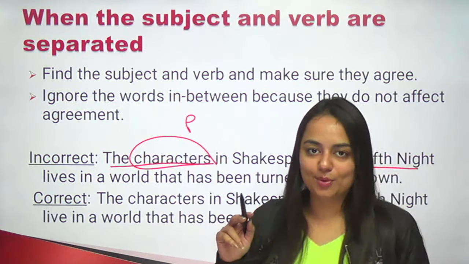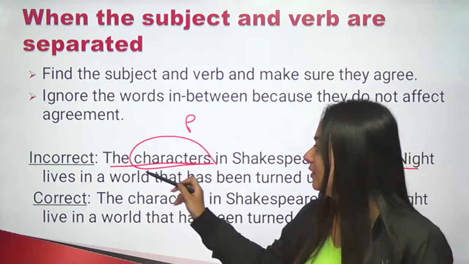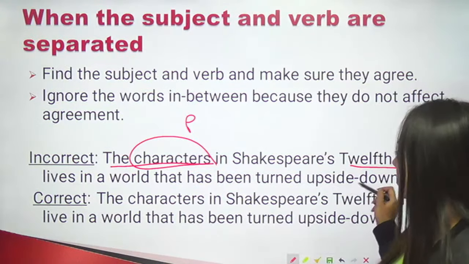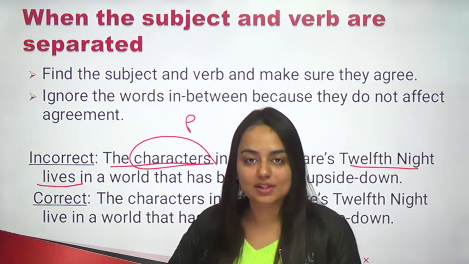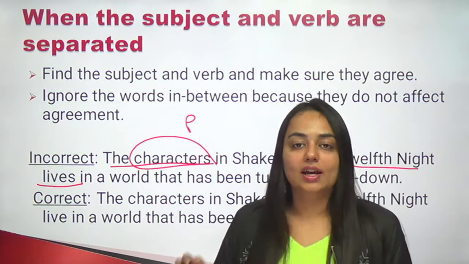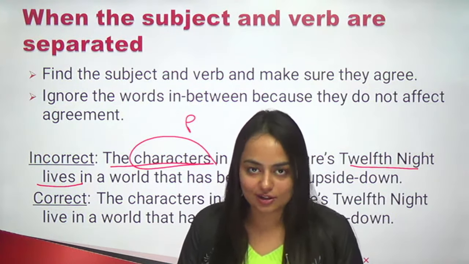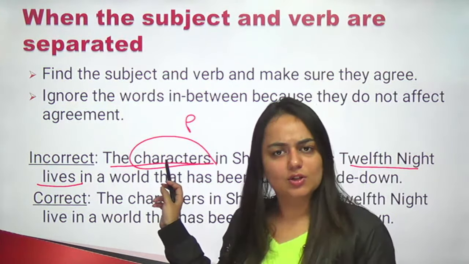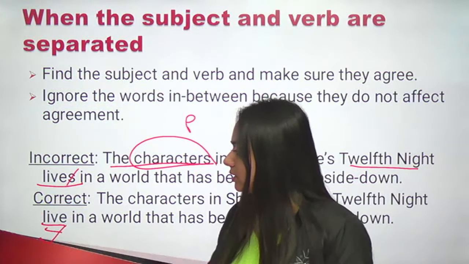Where is the main verb in the sentence? What are we saying about them? We are saying that they live in a world that has been turned upside down. And we have used this word lives. Coming back to the point, if a verb has S or ES, it is singular. But the subject is plural. Let's turn it into a plural only. So this is the right answer.